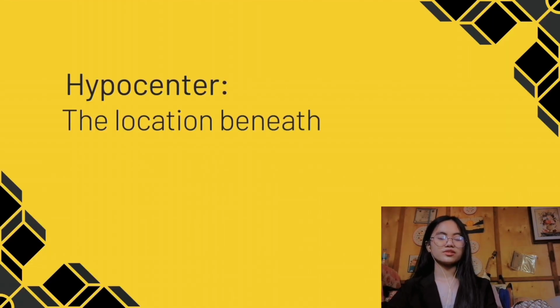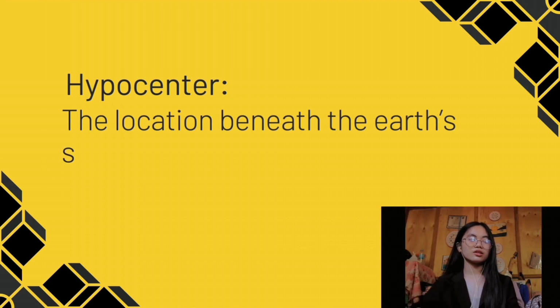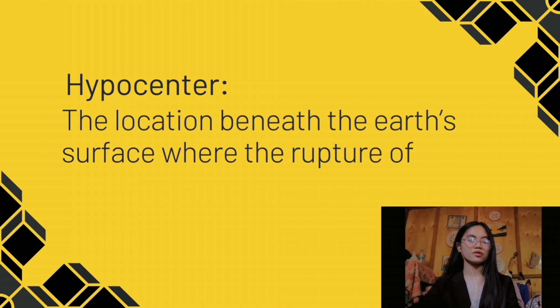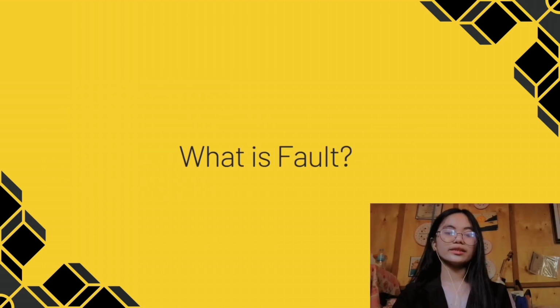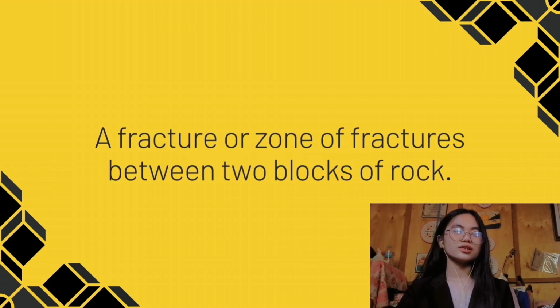So what is hypocenter? It is the location beneath the Earth's surface where the rupture of the fault begins. It refers to the focus itself or the place of the earthquake's origin. And what is a fault? A fault is a fracture or zone of fractures between two blocks of rock. Faults allow the blocks to move relative to each other. This movement may occur rapidly in the form of an earthquake or slowly in the form of creep.